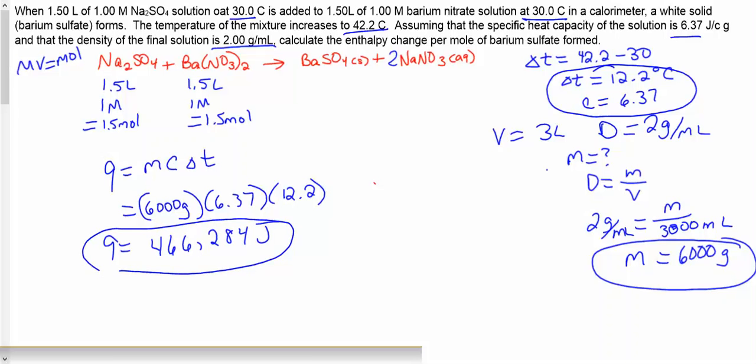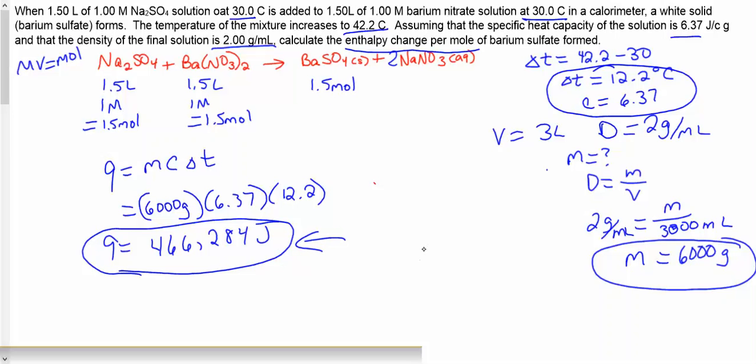That's how much heat evolved. We want to know the enthalpy change per mole. We didn't just make 1 mole of barium sulfate. If we look at the coefficients, it's 1 to 1 to 1. If we wrote the net ionic equation, it would be 1.5 moles of barium and 1.5 moles of sulfate makes 1.5 moles of barium sulfate. So we made 1.5 moles of our product. This is for 1.5 moles.